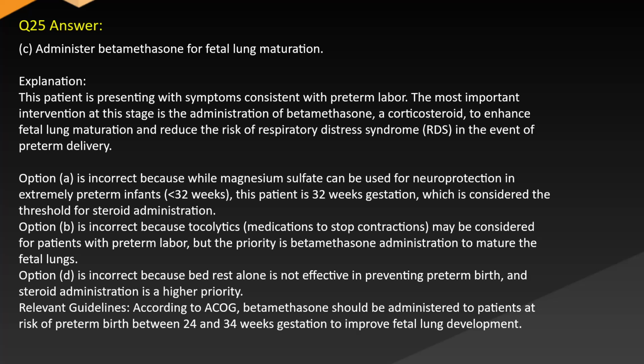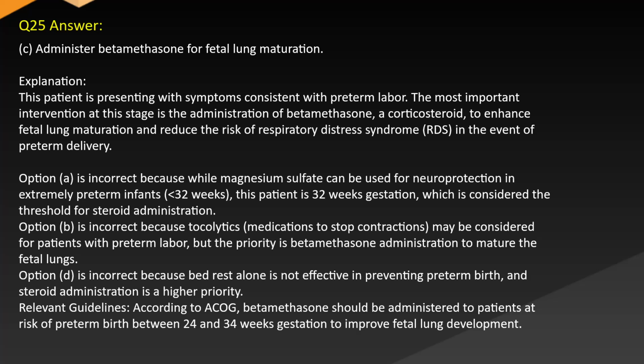Option A is incorrect because while magnesium sulfate can be used for neuroprotection in extremely preterm infants under 32 weeks, this patient is 32 weeks gestation, which is considered the threshold for steroid administration. Option B is incorrect because tocolytic medications to stop contractions may be considered for patients with preterm labor, but the priority is betamethasone administration to mature the fetal lungs.